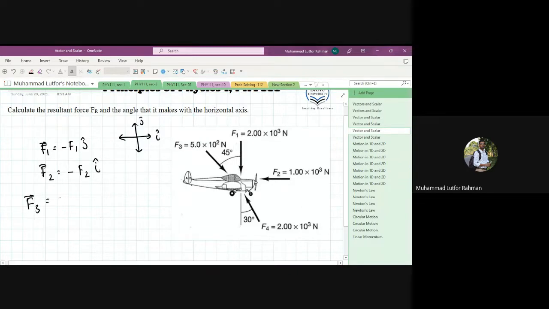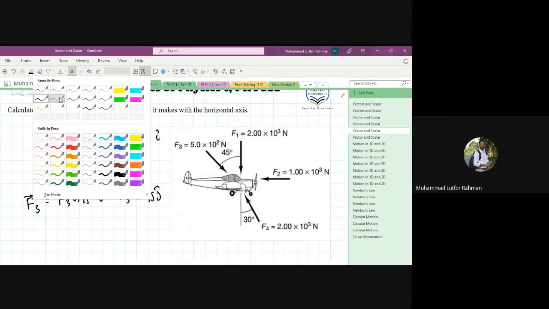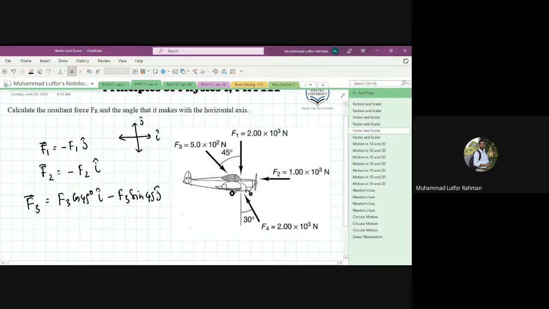F3 I can write as f3 cos 45 i hat minus f3 sine 45 j hat. Can I write that one? Because look at this, your f3 is basically over here, and I extend that part. That angle is 45, and that is definitely also clockwise 45, so we are using minus. This will be the x component and this will be the y component. That's why I use it in that way.